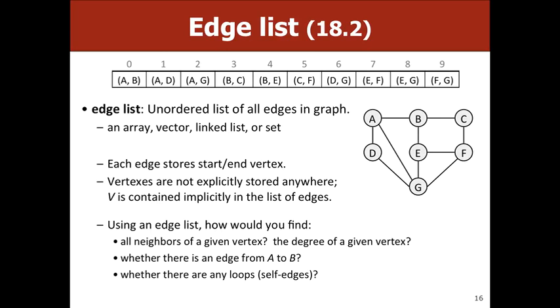So the first one is probably the easiest one to code. It's just, let's keep a list of all the edges in our graph. So we aren't even explicitly storing vertices. We'll just remember, oh, if this one is edge A, B, that means that there has to be vertices A and B in our graph.